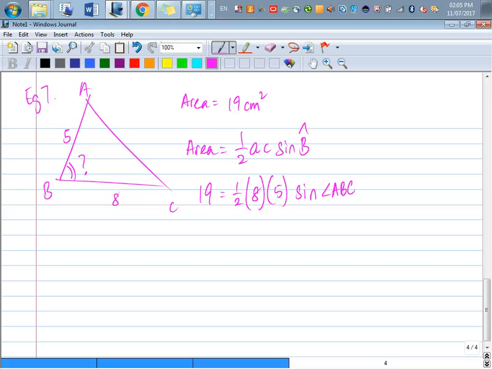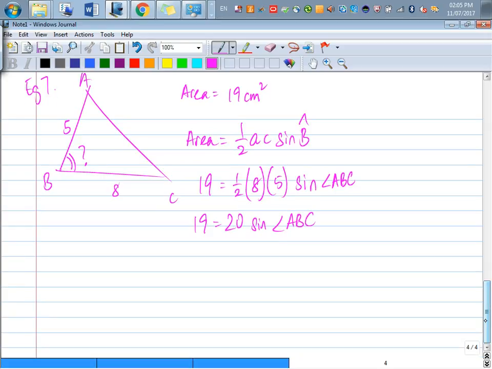Now we are trying to find the value of sine ABC. So what should I do? Let's find out what this is first. 4 times 5 is 20. Okay, so how do I find out what is sine ABC? Okay, we divide by 20 on both sides.